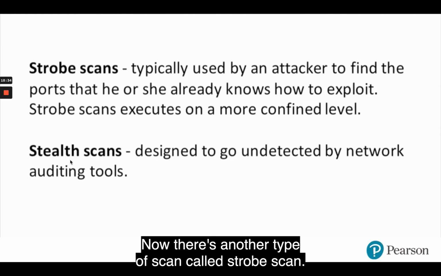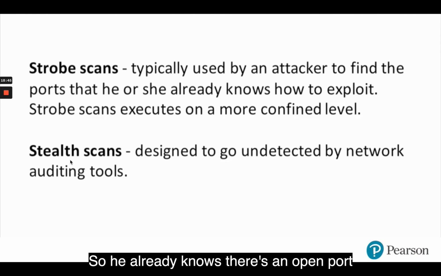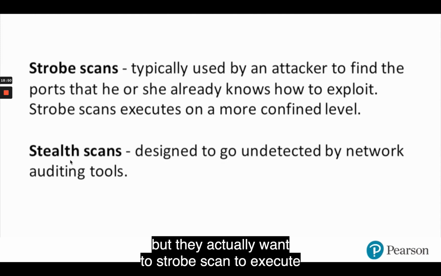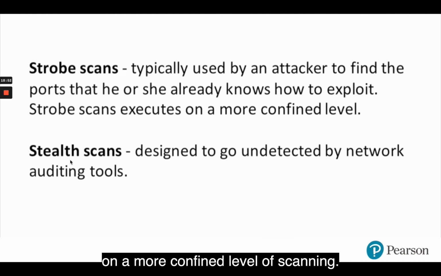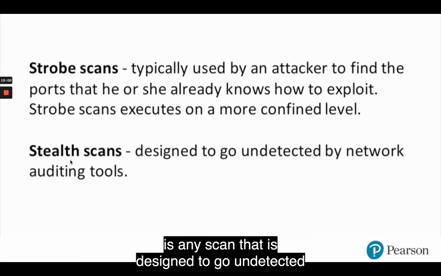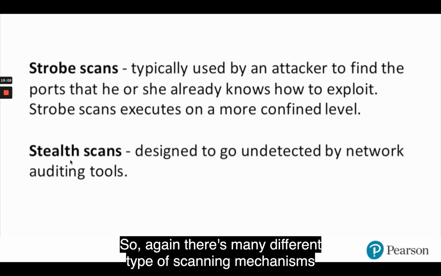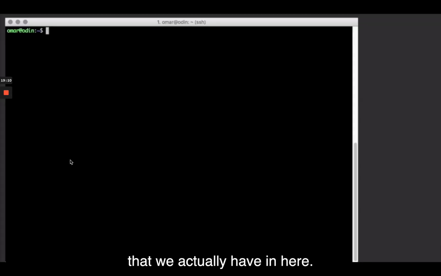Now, there's another type of scan called the Strobe Scan. Typically it's used by an attacker to find the ports that he or she already knows how to exploit. So they already know there's an open port, but they want the Strobe Scan to execute a more confined level of scanning. Now there's a stealth scan, and basically a stealth scan is any scan that is designed to go undetected by network auditing tools, right? So again, there are many different types of scanning mechanisms.